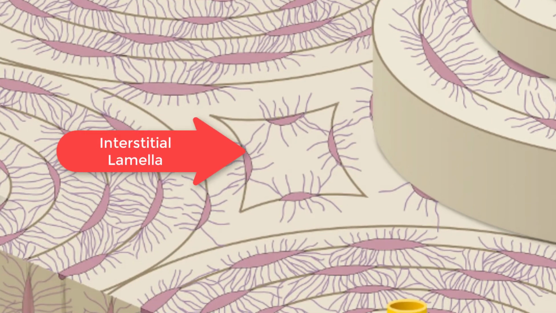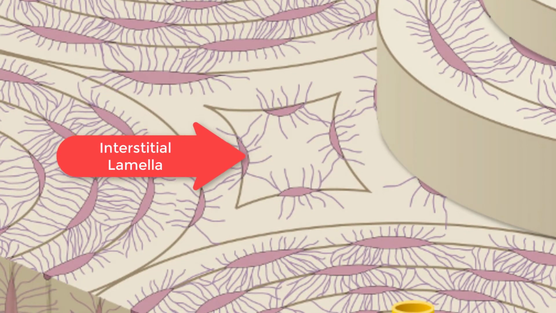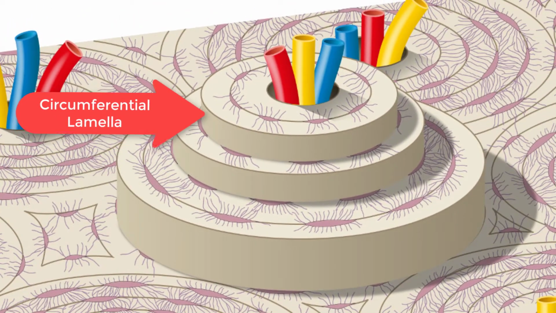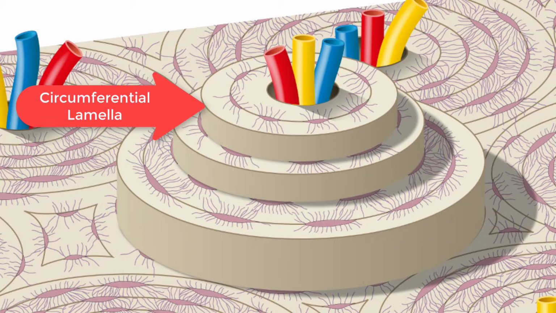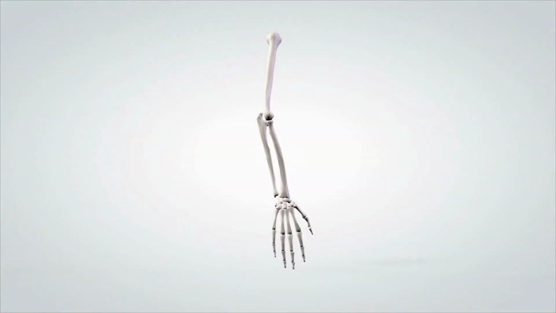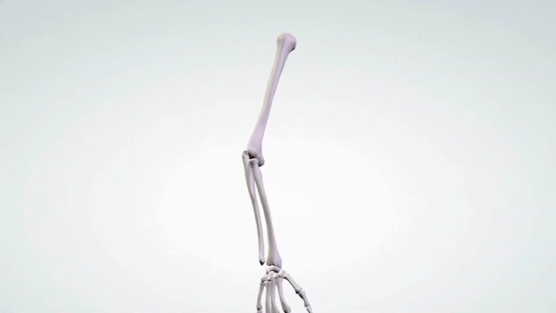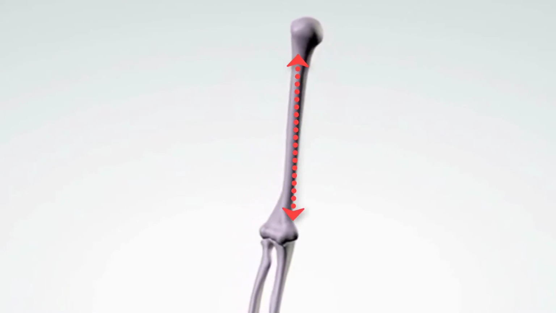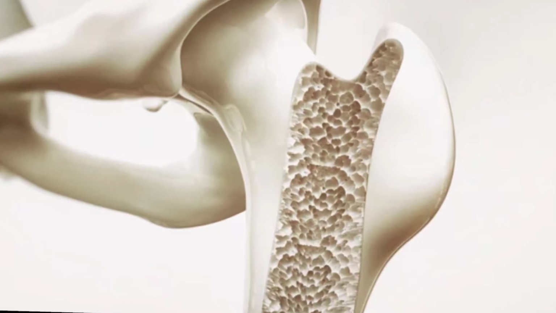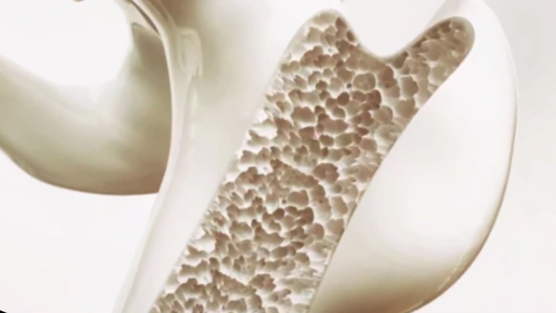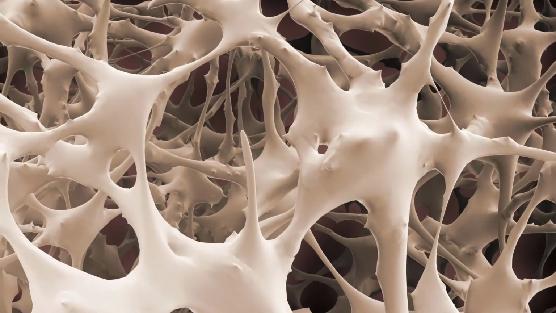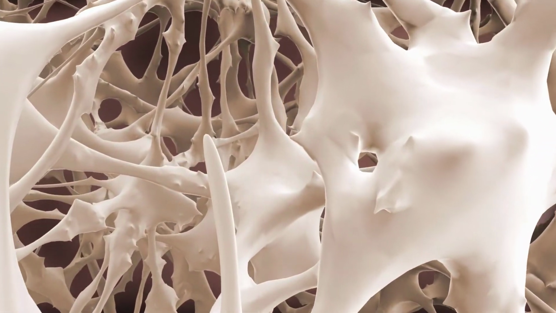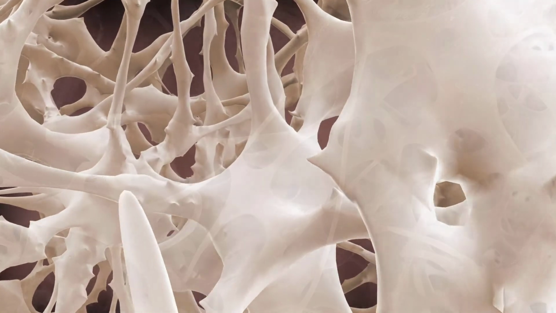Interstitial lamellae fill in the spaces between the osteons in compact bone. Circumferential lamellae occur at the external and internal surfaces of the bone. In a bone, such as the humerus or femur, the circumferential lamellae form the outer and inner surfaces of the bone shaft. The major difference between compact and spongy bone is the arrangement of spongy bone into parallel struts or thick branching plates called trabeculae.